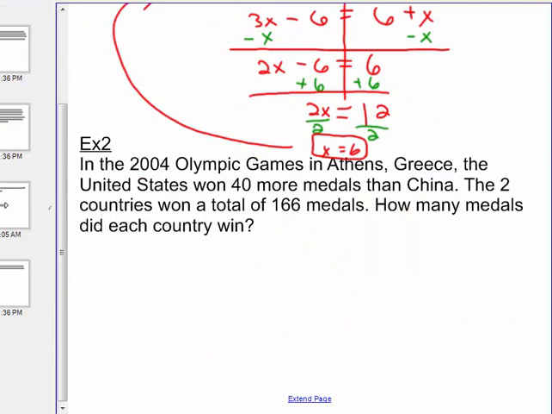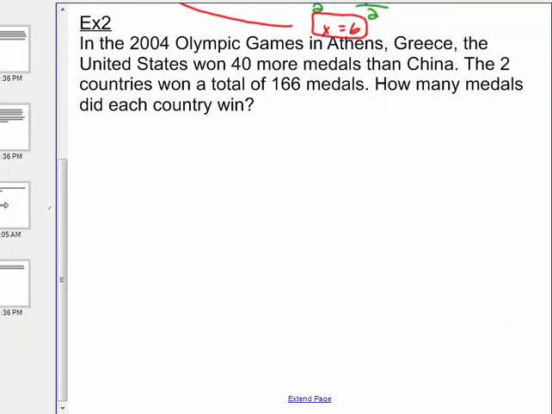So in example 2, it says in the 2004 Olympic Games, the U.S. won 40 more medals than China. The two countries won a total of 166 medals. How many medals did each country win? So if I'm thinking about it, the two countries won a total of 166 medals. We want to figure out how many medals USA won, how many medals China won.